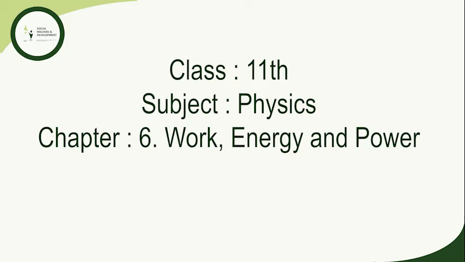A is equal to Ax i cap plus Ay j cap plus Az k cap. B is equal to Bx i cap plus By j cap plus Bz k cap. A dot B is equal to (Ax i cap plus Ay j cap plus Az k cap) dot (Bx i cap plus By j cap plus Bz k cap). A dot A is equal to mod of A into A cos theta.